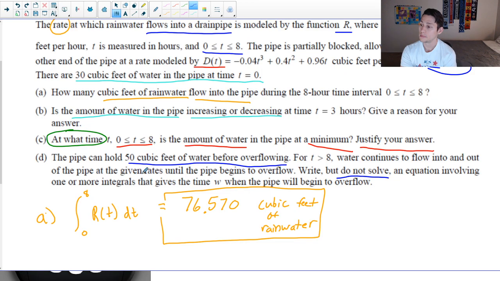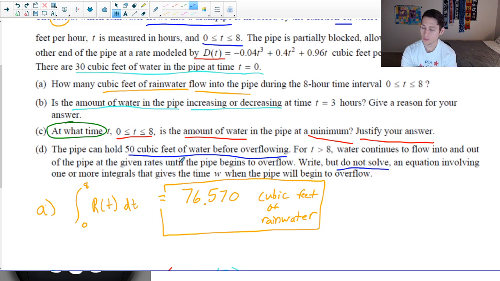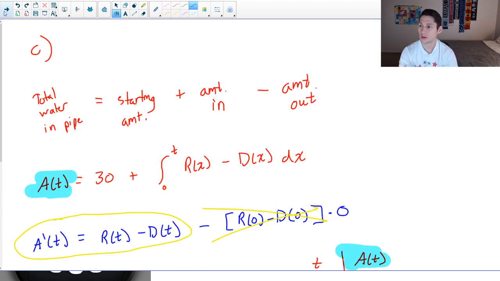So basically we want to know when is the pipe going to overflow? Well, we know the pipe overflows if there's more than 50 cubic feet of water. So if we have an equation for how much water is in the pipe, let's just set it equal to 50. Well, guess what? We already have an equation for the total water in the pipe, and that's this thing. So we just want to know when is this whole A of t going to equal 50?